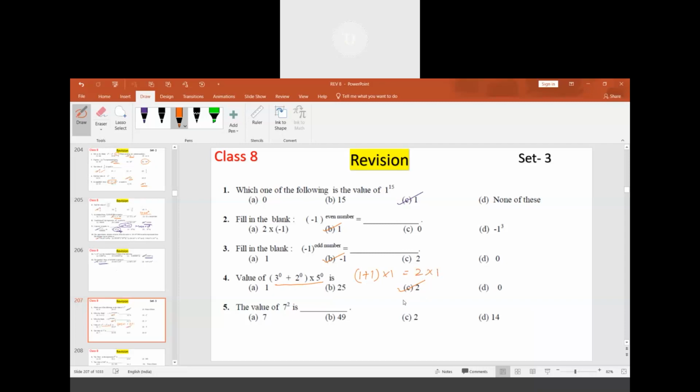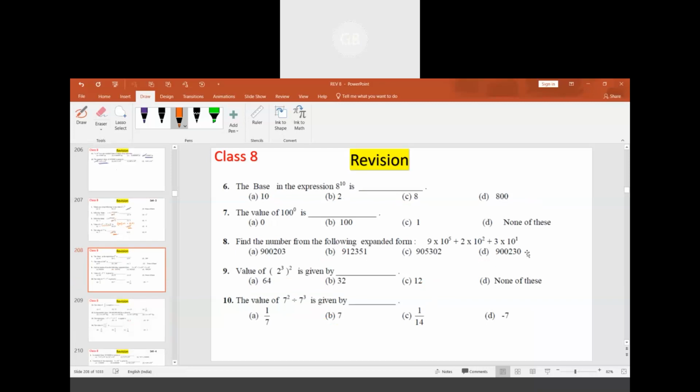7 squared is equal to 49, option B. The base in the expression 8 to the power of 8 is 8, option C. The value of 1 to the power 0 is 1, option C.